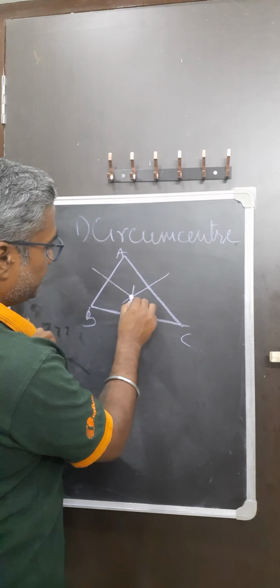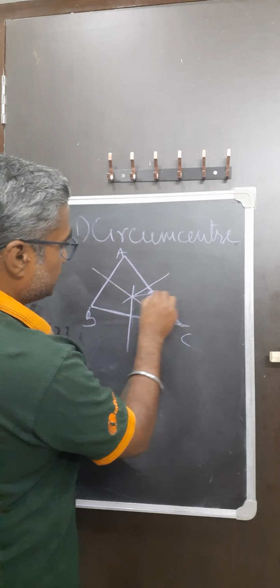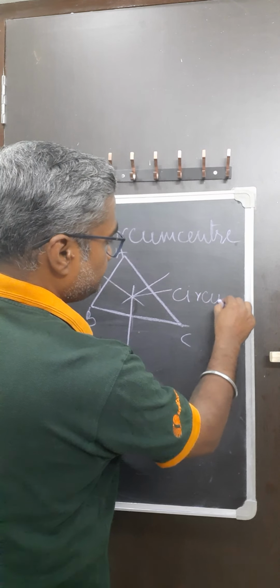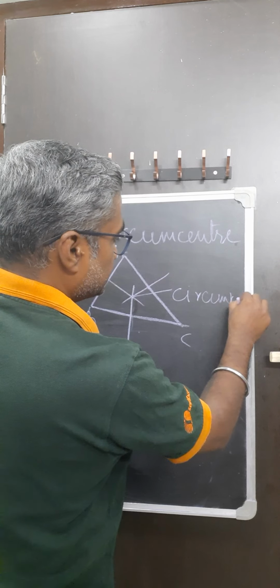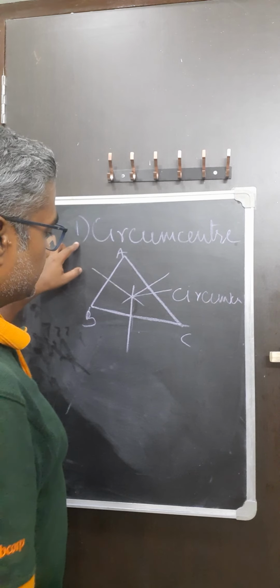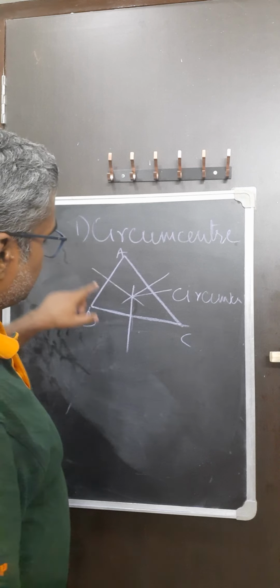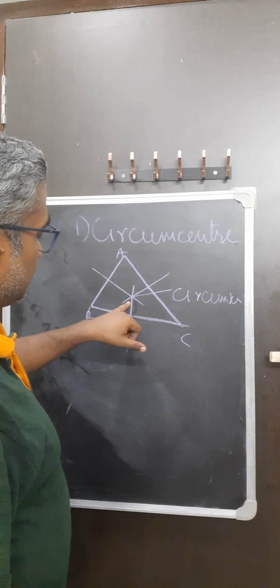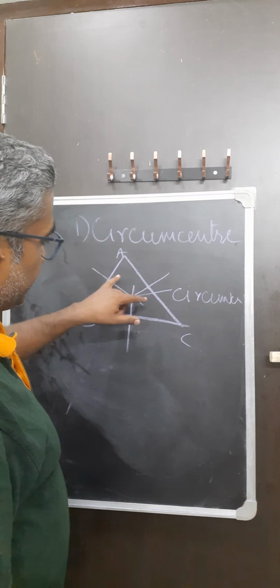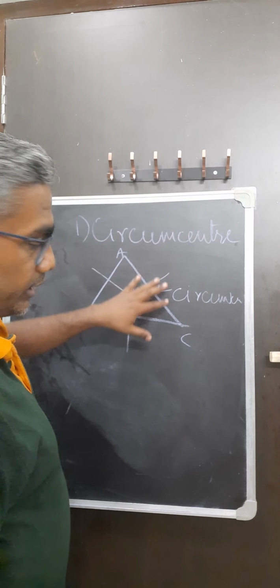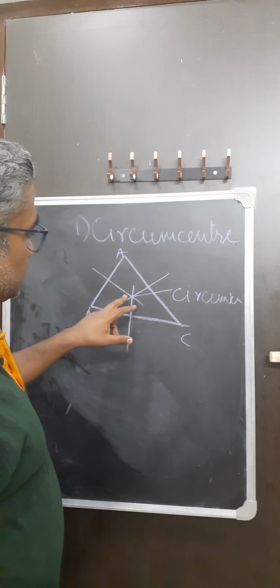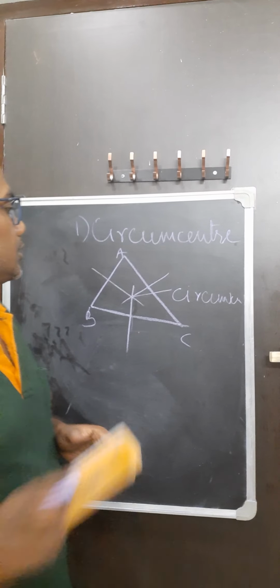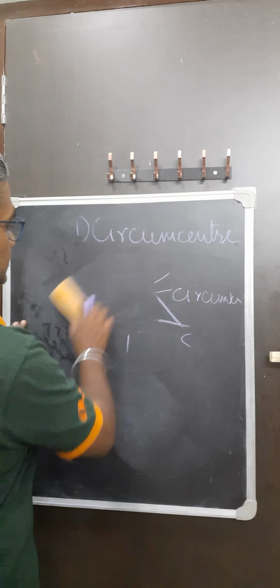So they will meet at some point. This point is called the circumcenter. So as per definition, the point where the perpendicular bisector lines of any triangle meet is called the circumcenter.